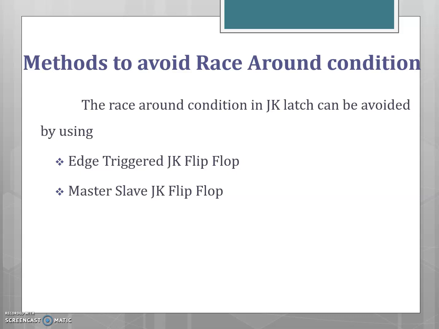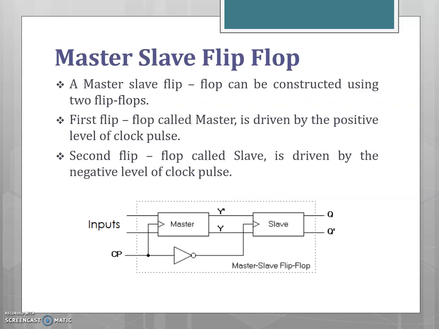And the next method is to use the master slave JK flip-flop. The master slave JK flip-flop can be constructed using two flip-flops. The first flip-flop acts as the master and the second flip-flop acts as the slave. The clock drives the master during the positive level and the slave is active during the negative level, since an inverter is connected to the clock and then connected to the slave. So at a time, either master or slave will be active.